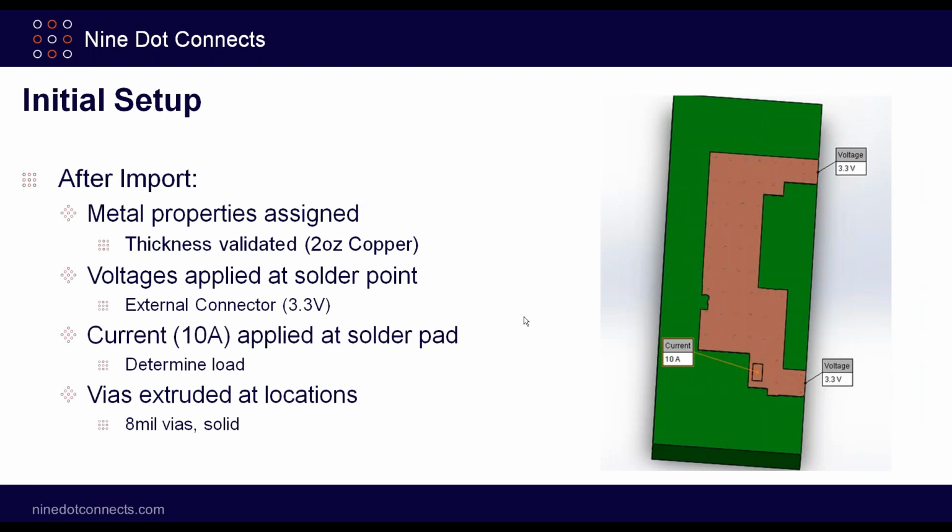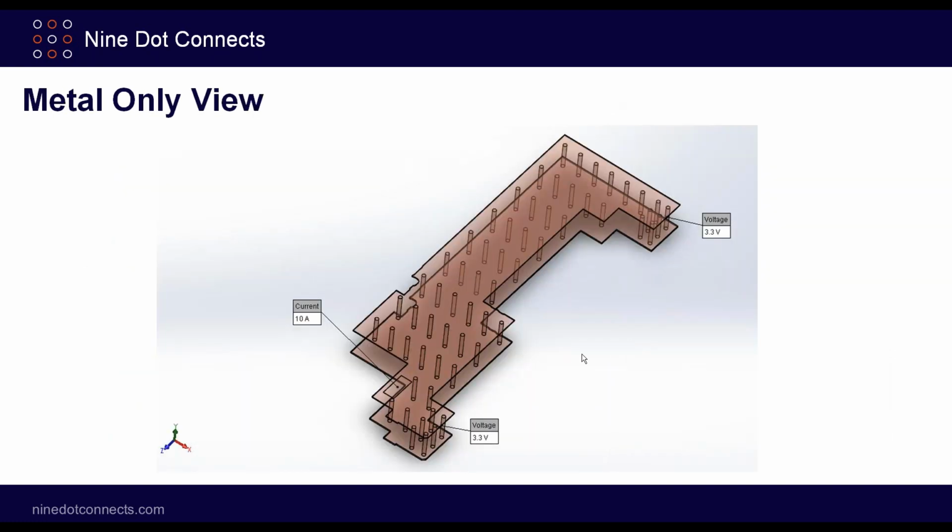So what I did is I took that board in and I just removed the connector because it's kind of in the way pictorially. I applied my voltages at the edge of the copper. I set the copper thicknesses. I set the current load, and I added my vias as required. And that's what it looks like when I get rid of the PCB. You can see the vias penetrating top to bottom. Those are standard 8 mil vias. Those are filled vias for this example.